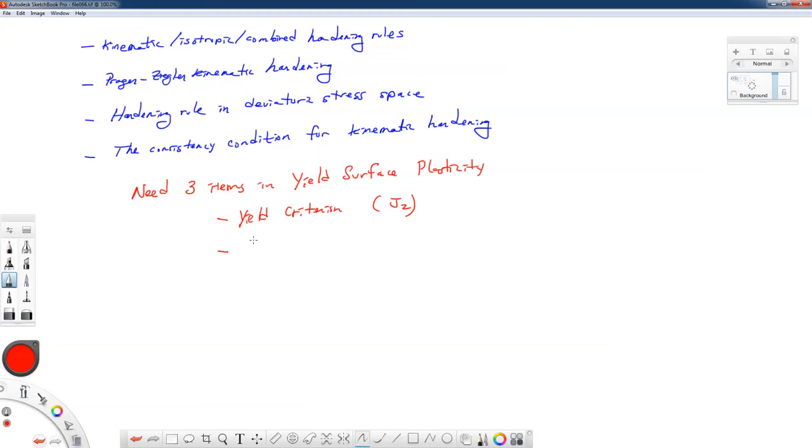And we need what's called a flow rule. For us, that is the normality flow rule that we're going to use at this juncture. Basically what that says is that if you wanted to calculate the plastic strain increments, they would be proportional to the partial of F with respect to sigma ij. So it points in a direction that is normal to the yield surface at that particular spot on the yield surface. And then you need to have a hardening rule.